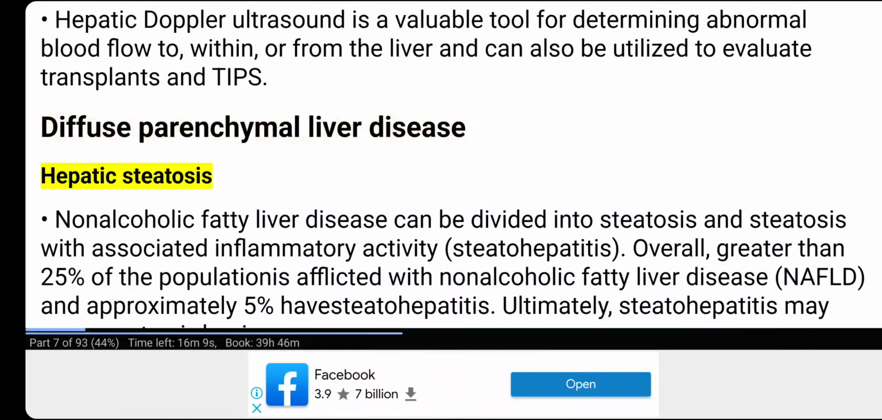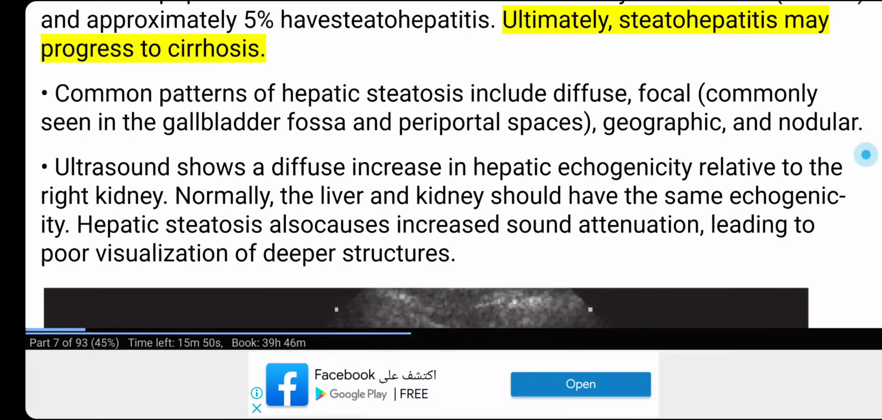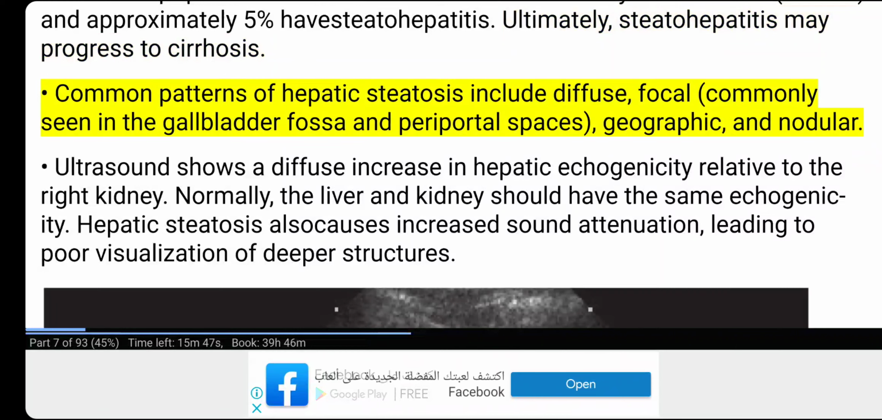Hepatic steatosis. Non-alcoholic fatty liver disease can be divided into steatosis and steatosis with associated inflammatory activity, steatohepatitis. Overall, greater than 25% of the population is afflicted with non-alcoholic fatty liver disease (NAFLD), and approximately 5% have steatohepatitis. Ultimately, steatohepatitis may progress to cirrhosis. Common patterns of hepatic steatosis include diffuse, focal commonly seen in the gallbladder fossa and periportal spaces, geographic, and nodular.